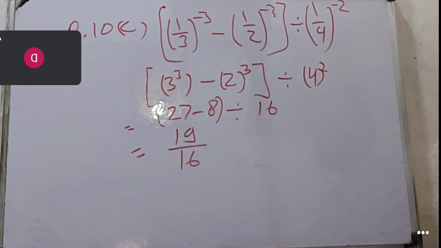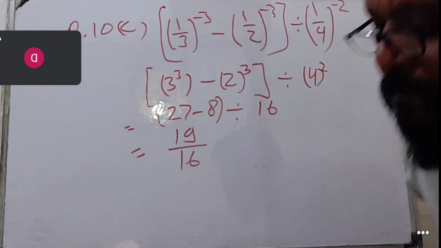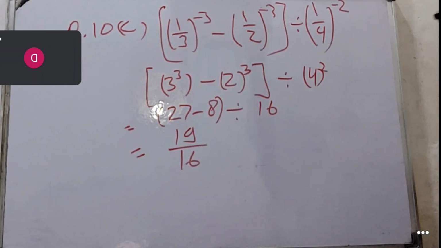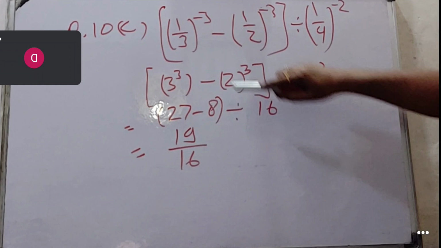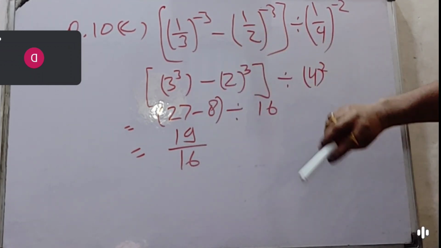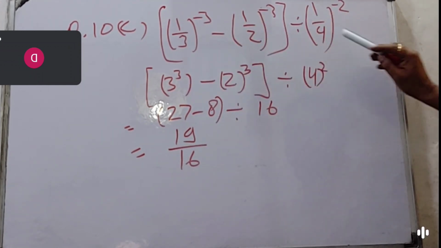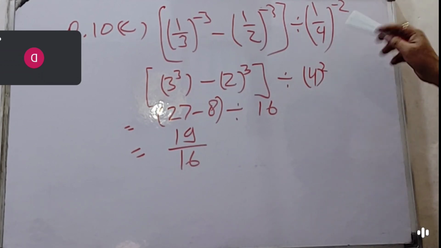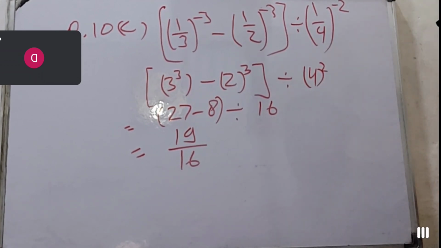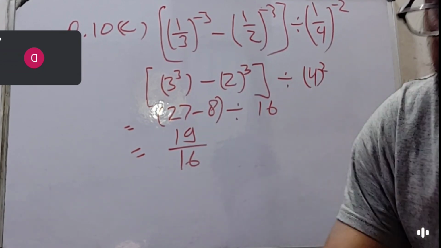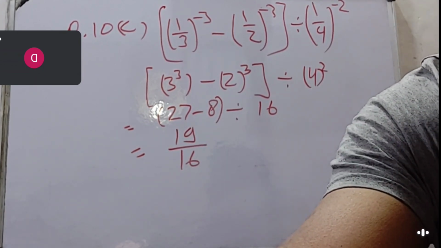Is it? What I did is correct. This will change into 3 raised to the power 3. This will change 2 raised to the power 3. And this will get reciprocal. This is 4 raised to the power 2. Now 3 raised to the power 3 is 27. Okay. So this was the question number 10C. Right? Yes, sir. Okay.